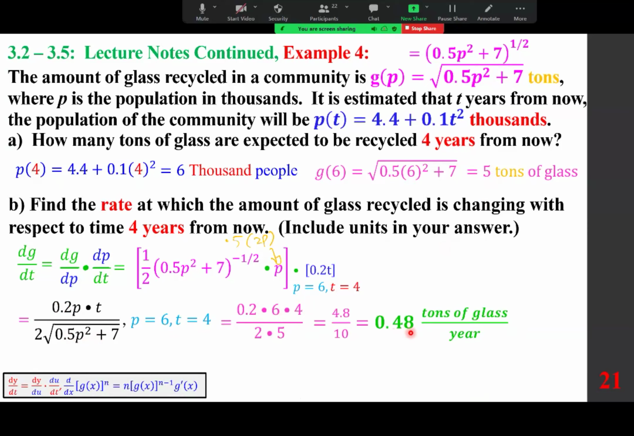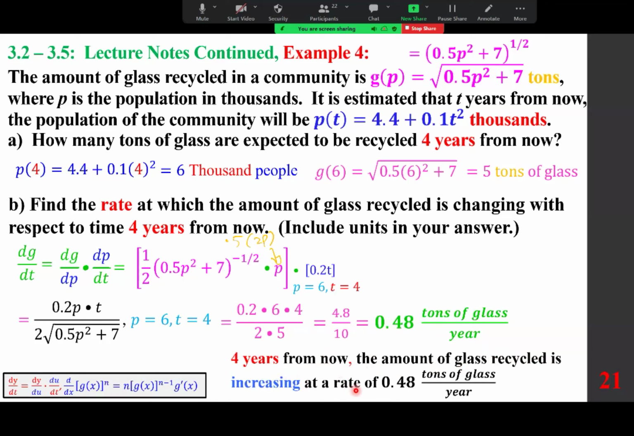And what are the units? dg/dt, units of G over units of T, tons of glass per year. What does it mean? 4 years from now, the amount of glass recycled is increasing. Why increasing? Because this is positive. At what rate? 0.48 tons of glass per year. So very straightforward, everybody.